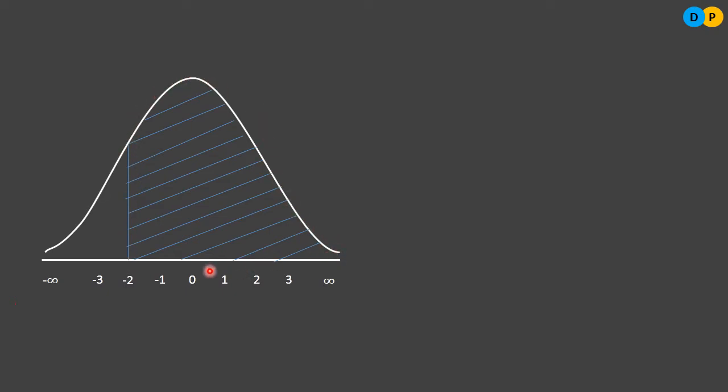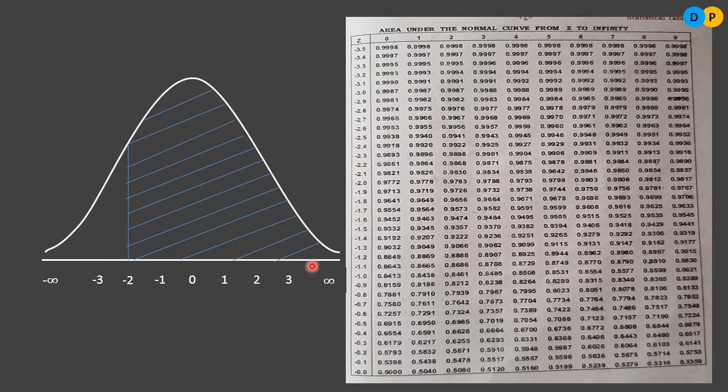To find this area, I will take the help of a distribution table, that is the standard normal distribution table. The normal distribution table looks like this. Here I would like to find the area from -2 to infinity, that is the shaded area under this curve, where the z value is -2 and it goes up till infinity. So I look at z equal to -2, and from -2 up till infinity the value is 0.9772. So this is the answer.